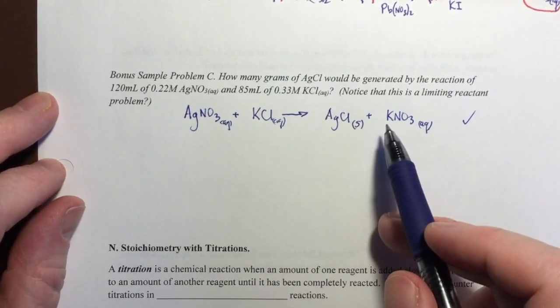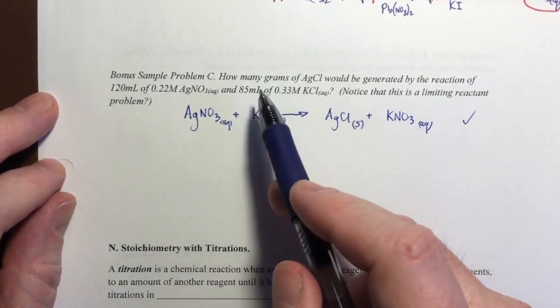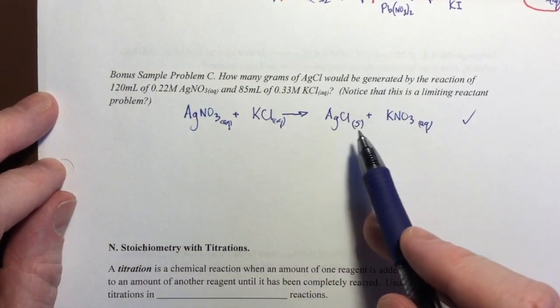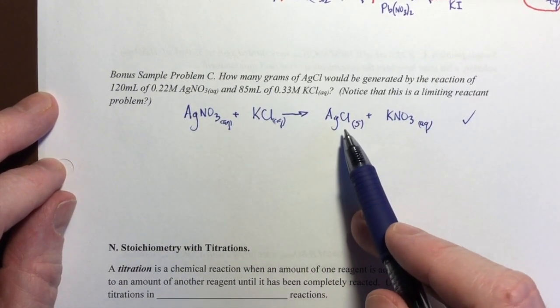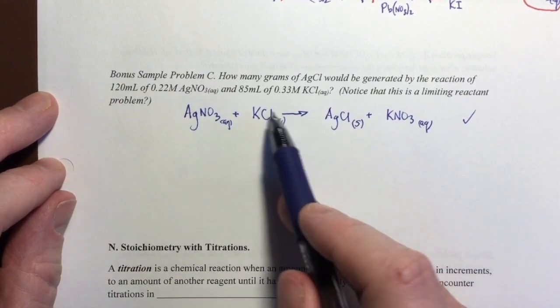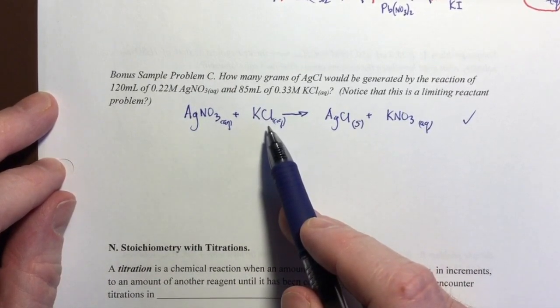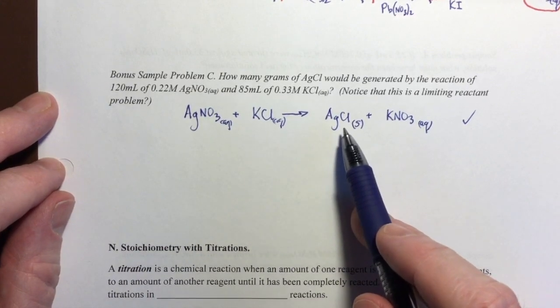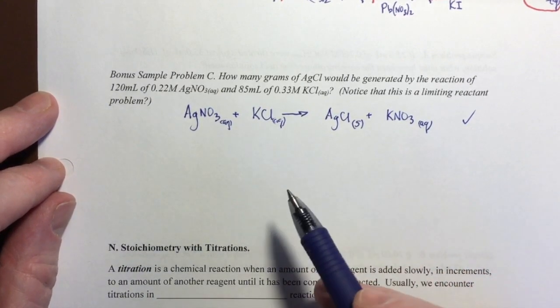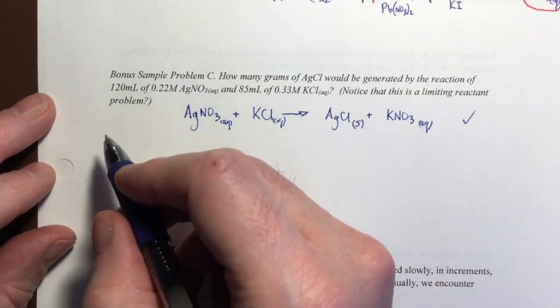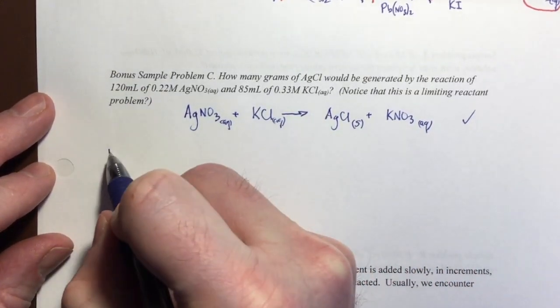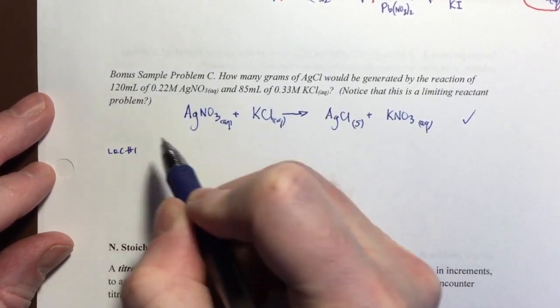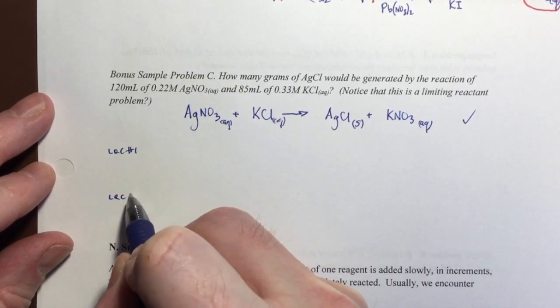So now this is a limiting reagent problem. How do I know? Because I'm asked for how many grams of a product are generated, and I'm given different amounts for the 2 reagents. So I've got to figure out which of these reagents generates the smaller amount of product, and that's going to give me my theoretical yield. So I'm going to set up my limiting reactant calculation number 1 and a limiting reactant calculation number 2.